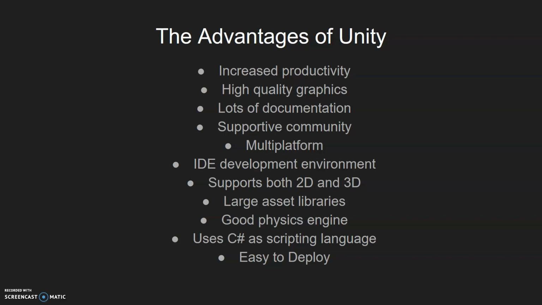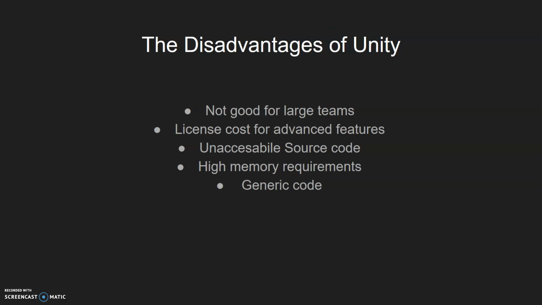Unity also supports a really good physics engine, basically you apply physics to objects in Unity and it just works. It's quite cool. As mentioned, it uses C# as a scripting language, and it's really pretty easy to get into Unity and to start. Once you've actually built something in Unity, it is apparently really easy to deploy it out to the market. So the disadvantages of Unity, there's not a huge amount of disadvantages, to be honest.